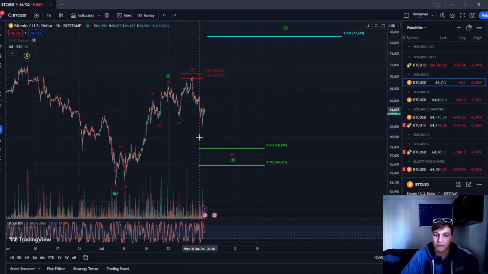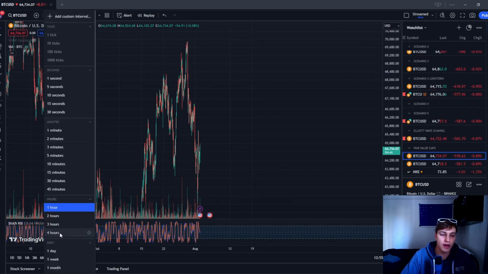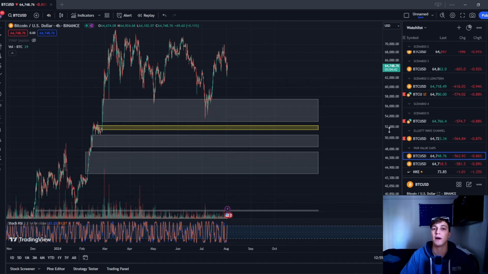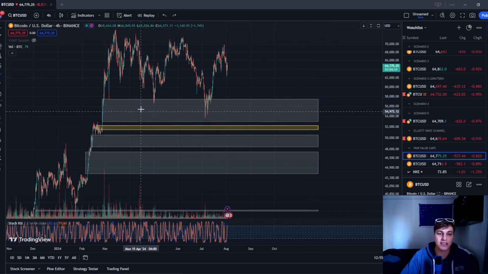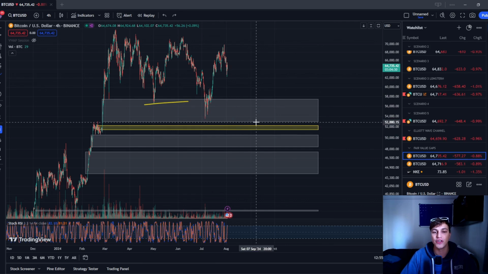Now, on the fair value gap side of things, we have quite a few weekly fair value gaps that are still yet to be filled, and that's why bearish scenarios are indeed still here. We have order blocks sitting on this yellow, and this fair value gap that has acted as support twice, very unlikely, likely to get filled out.